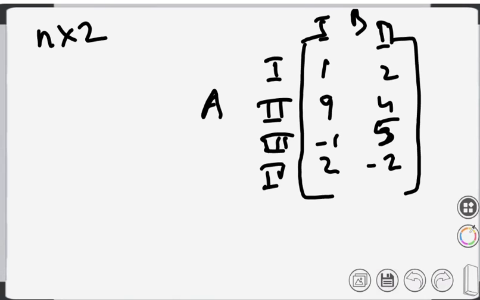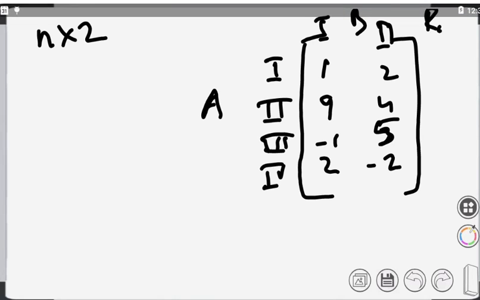A has 4 strategies and B has 2 strategies. The pay-off matrix is given by 1, 2, 9, 4, minus 1, 5, minus 2, 2. Sorry, 2 and minus 2. For this matrix we have to solve the game. First, we will check whether the game has a pure strategy or saddle point or not. For that we will find the row minimum.